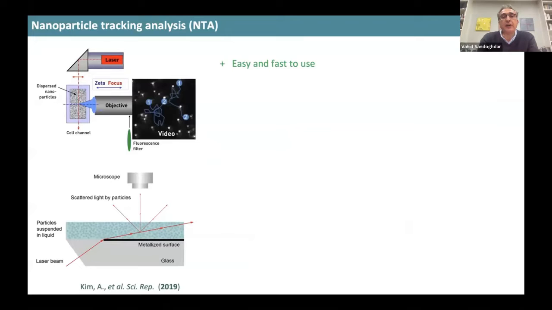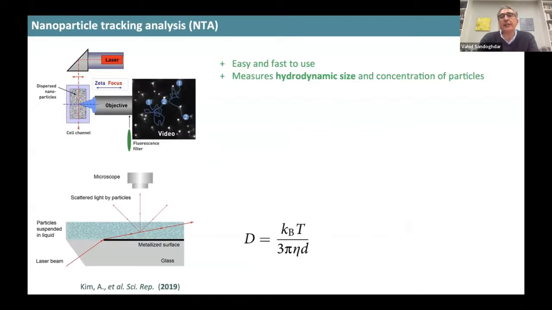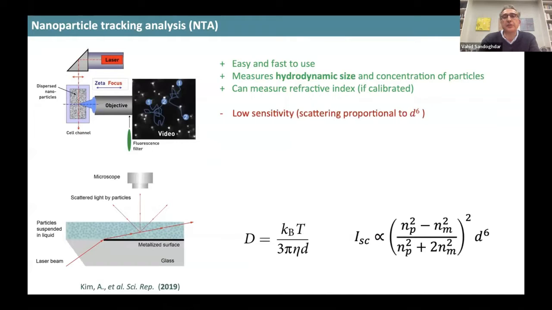So it's easy and fast to use, and it measures the hydrodynamic size. The size information comes from the motion of the particle. And if you are careful and look at the exact brightness of the particle and calibrate that, you can also get information about the index of refraction.